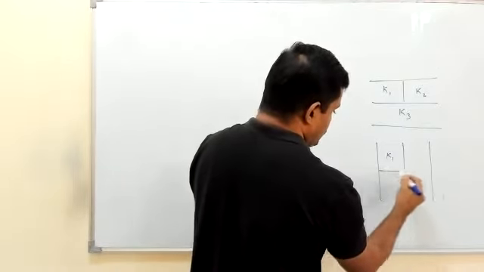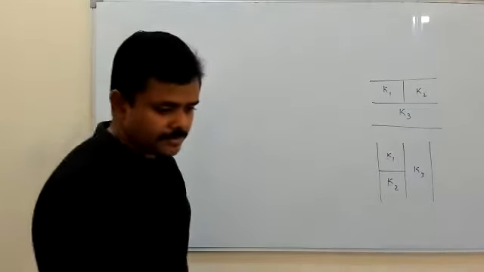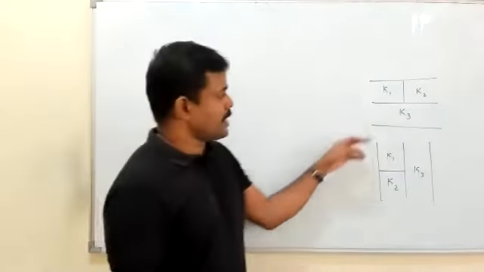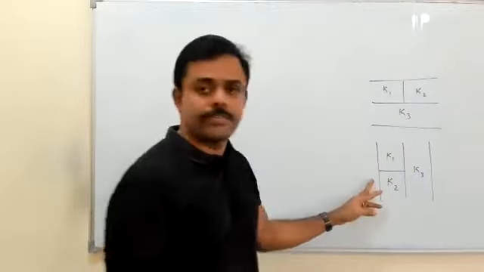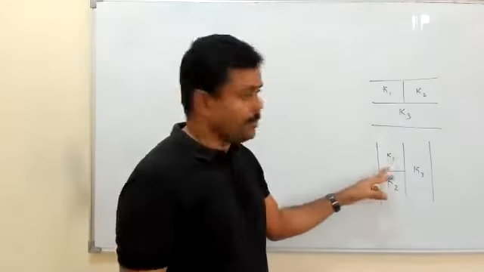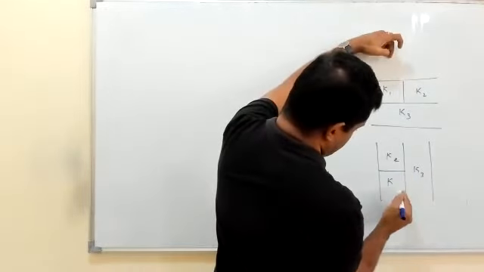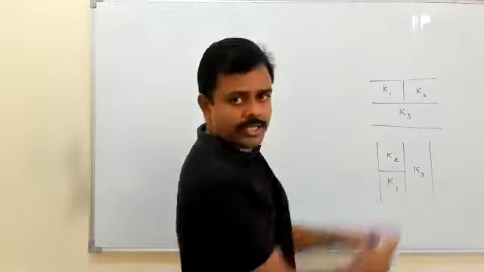This is K1, this is K2, this is K3. It would look like this. Am I correct? K1, K2, K3. Yes, that's right. So you turn it through 90 degree. The configuration will look like this. K2 on top, K1 there, then K3 on the right side.